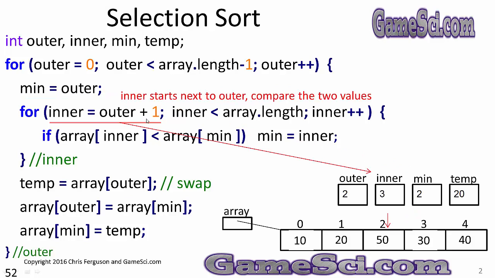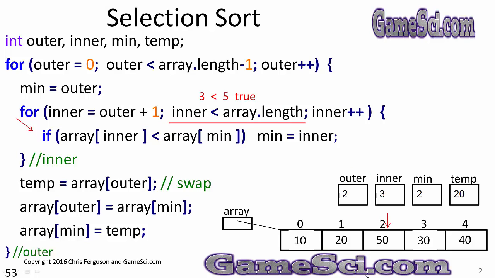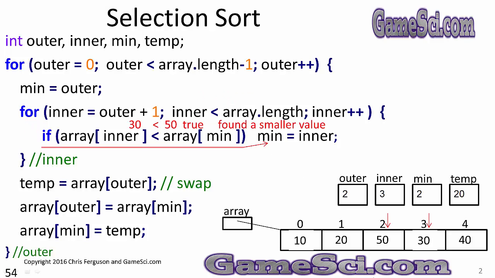Inner starts next to outer. We're going to compare the two values, the one at position inner, the one at position outer. We're going to compare these two adjacent numbers and see which one is smaller. 3 less than 5 is a true statement. As a true statement, we go inside the body of the for loop. Array sub inner, that 30, is clearly less than array sub min, which is a 50. That is a true statement. We have found a smaller value.